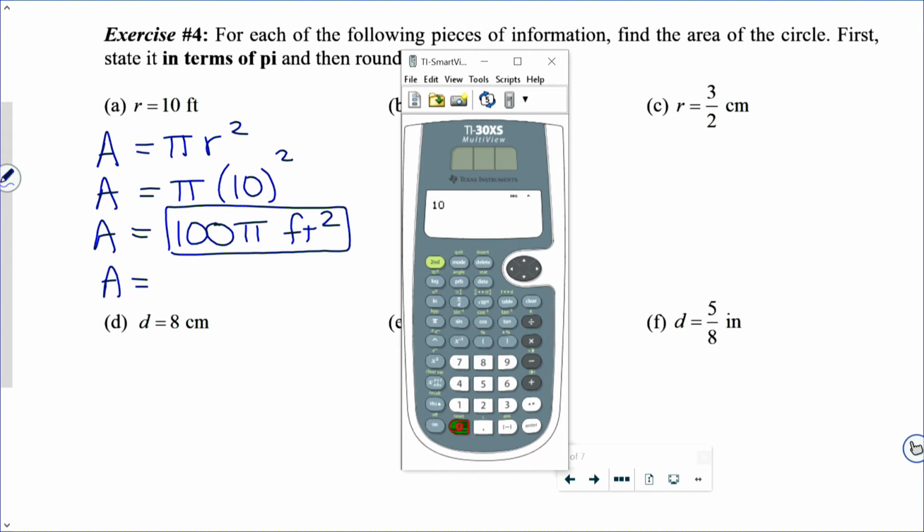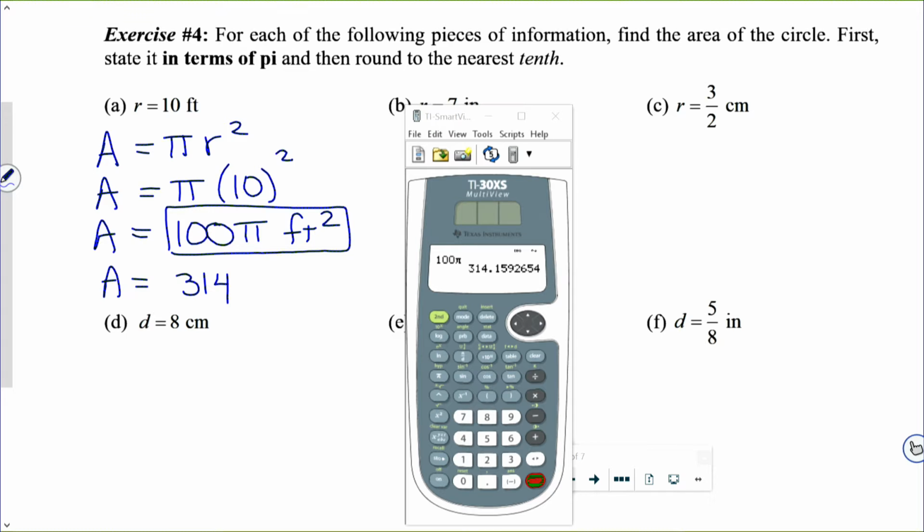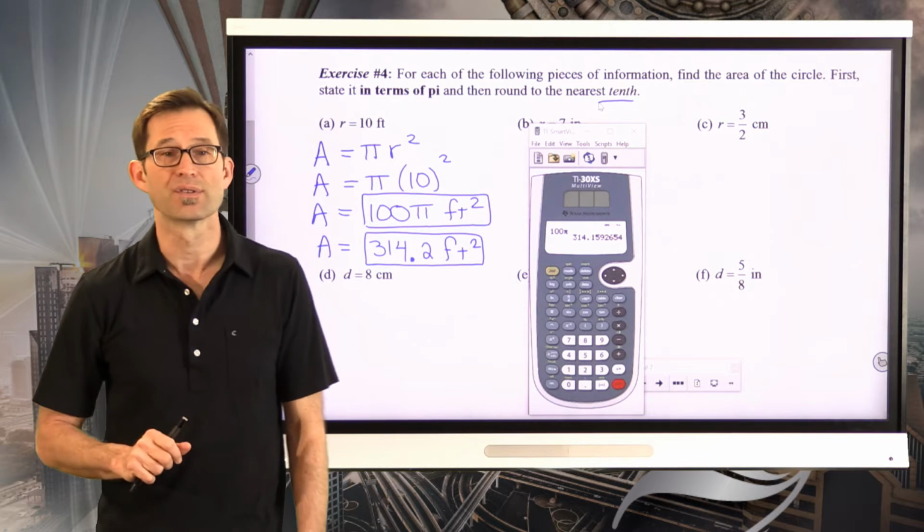I'm going to have 100 times pi, enter, and I get 314. I want this rounded to the nearest tenth. What we round to really would depend on our application. Sometimes we would want to round to the nearest whole number. Sometimes we might want to round to the nearest hundredth, thousandth, etc. But in this problem, we're just going to be rounding to the nearest tenth.